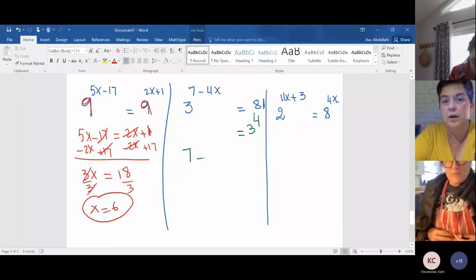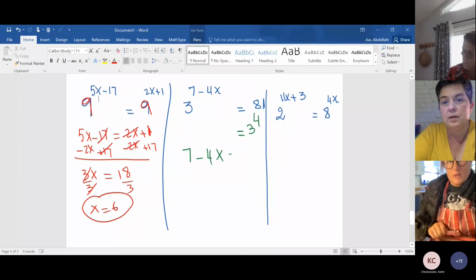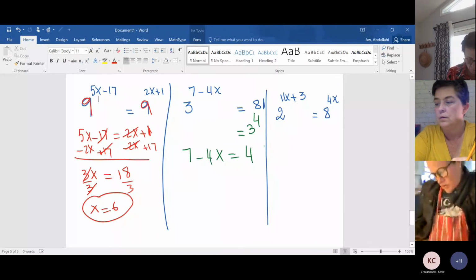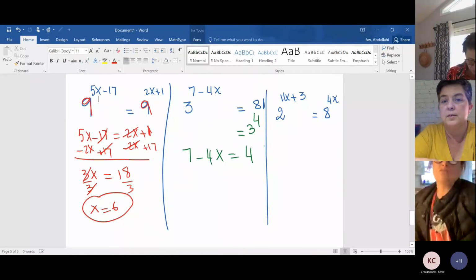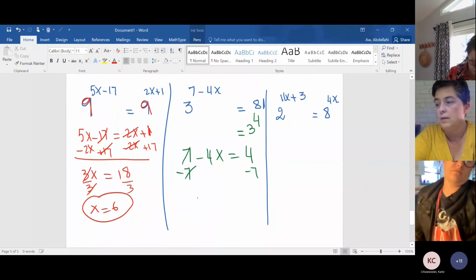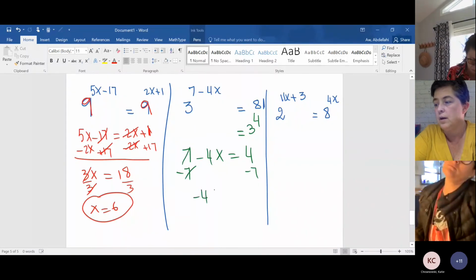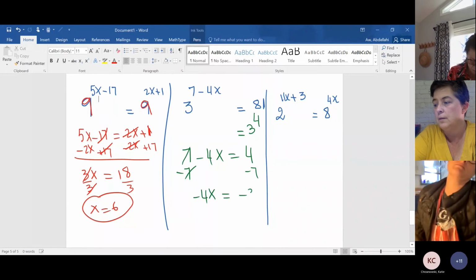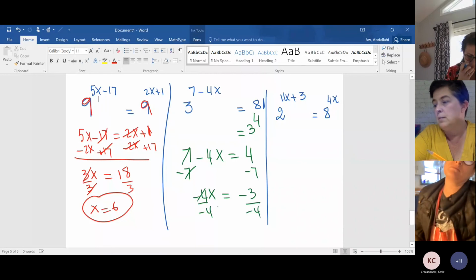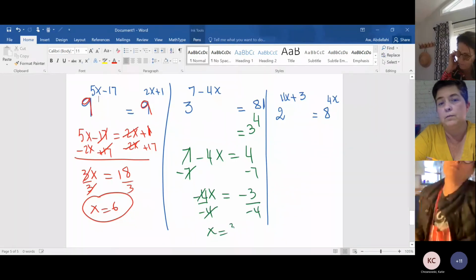7 minus 4x equals 4. Yep. Now tell me what steps you did to solve this. I subtracted 7 on both sides. So I have negative 4x equals negative 3. And then divide by negative 4 on both sides, which makes x equals 3 over 4. Yep.